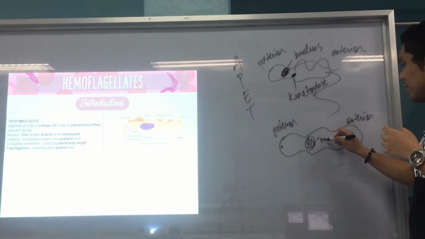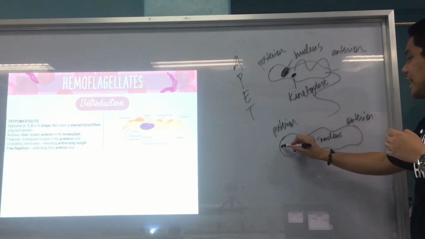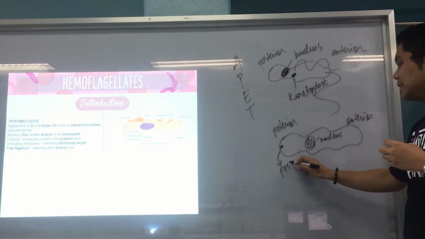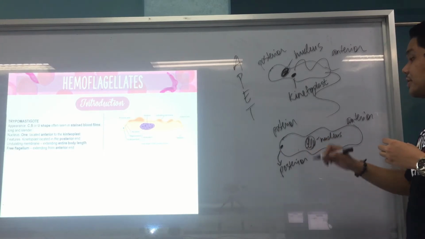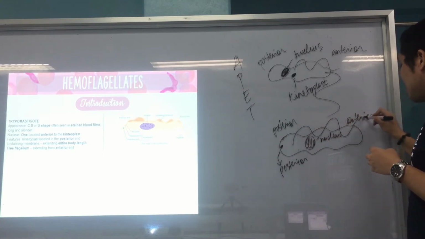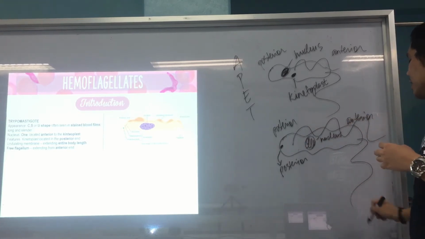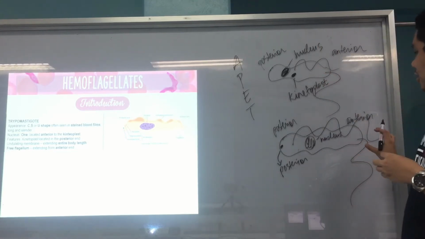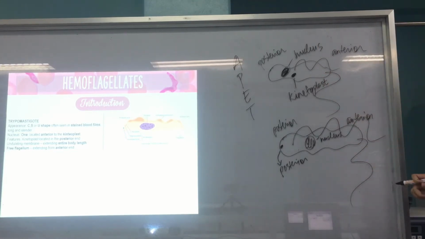So as you can see, this is the nucleus, and this is your kinetoplast. The kinetoplast is at the back, posterior na siya, of your nucleus. And then your undulating membrane is at the entire length of the body with your flagella, extending from the anterior end pa rin. So as you can see, that's the different characteristic.